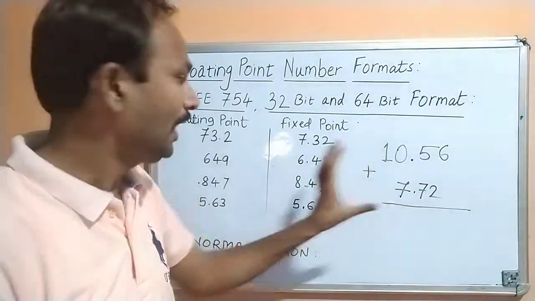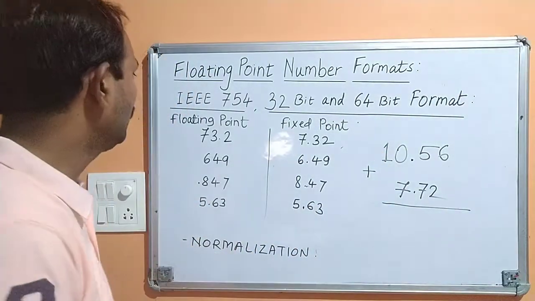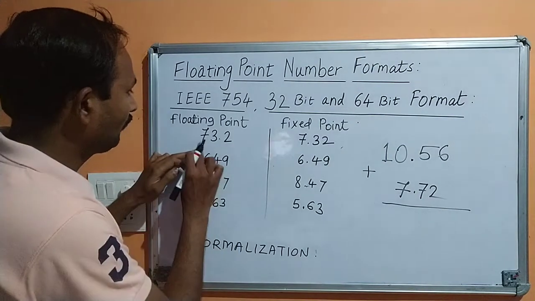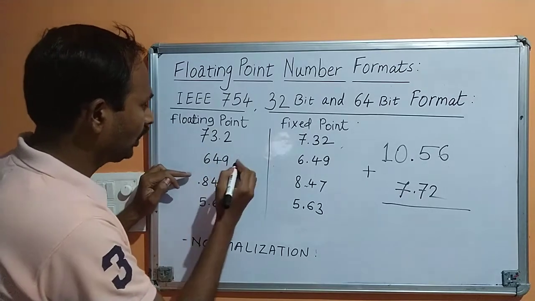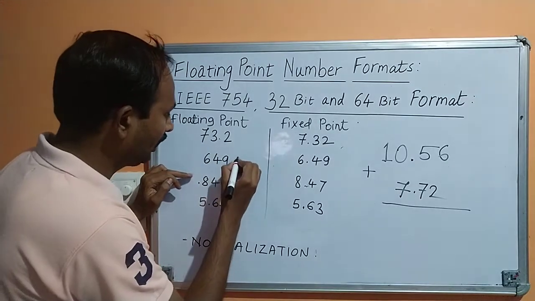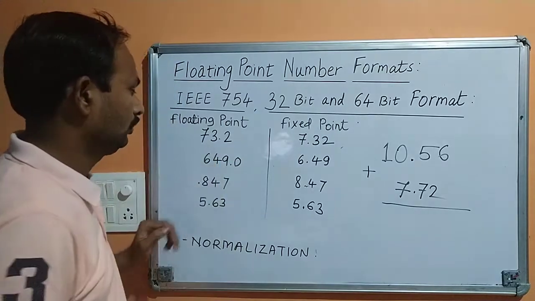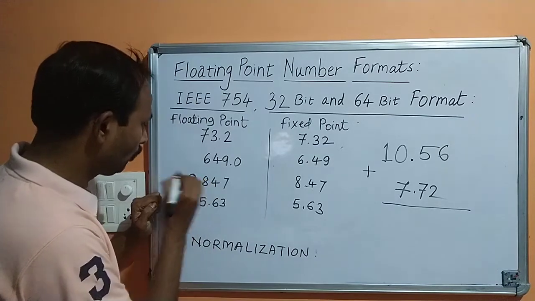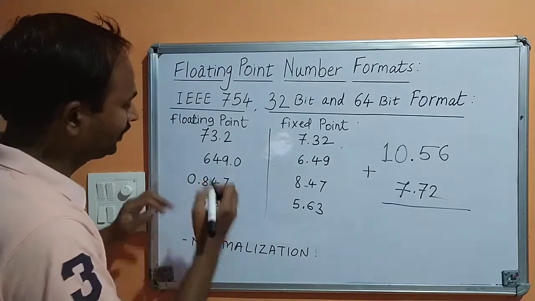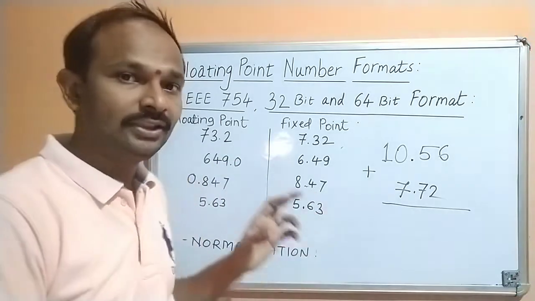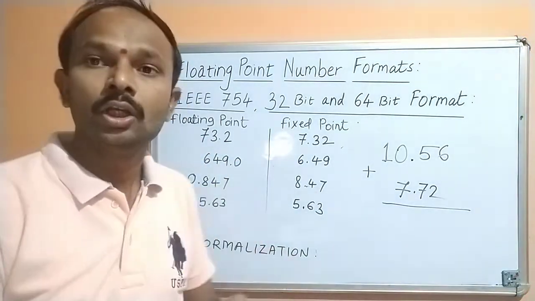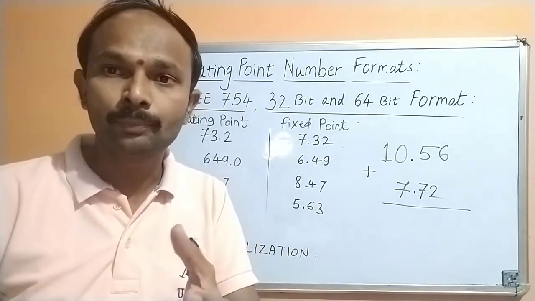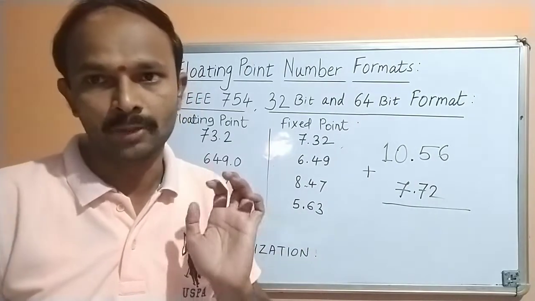Now here I have taken some example numbers. See, these are floating point numbers: 73.2, 649.0, 0.847, and 5.63. You will observe here that these are all floating point numbers. So what happens in the computer system? These numbers are first of all converted from floating point to fixed point numbers.